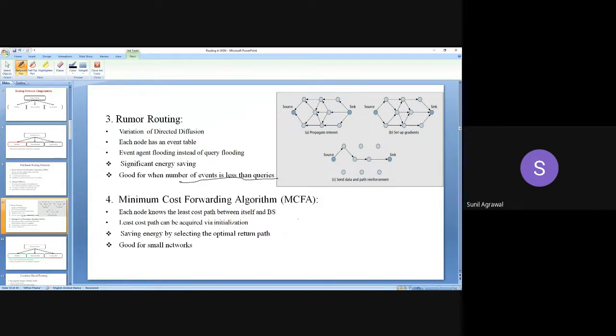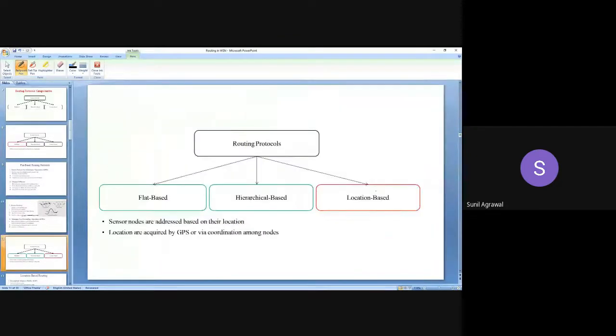So in this case, the least cost path can be acquired. As you can see here, from source to sink, certain paths are devised, and that path is given the name minimum cost forwarding path, right? Where the latency or throughput or energy requirement are minimum. Another category is location based. In these location based protocols, sensor nodes are addressed based on their location.